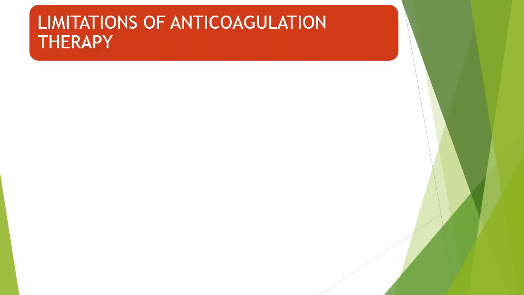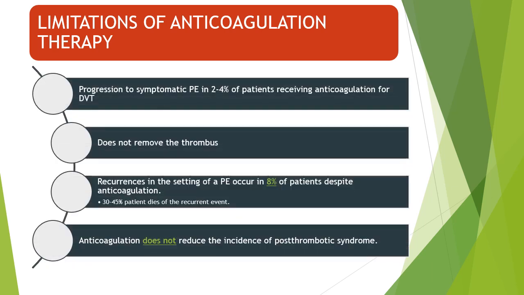Although anticoagulation therapy has revolutionized the treatment of DVT and pulmonary embolism, it has certain limitations. For example, progression to symptomatic pulmonary embolism occurs in 2 to 4% of patients receiving anticoagulation for DVT, and it does not remove the thrombus. Recurrence in the setting of a pulmonary embolism occurs in 8% of patients despite anticoagulation therapy, and 30 to 45% of those patients die of the recurrent event. Anticoagulation does not reduce the incidence of post-thrombotic syndrome.